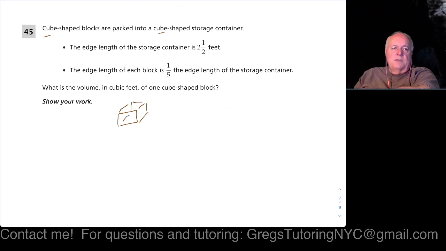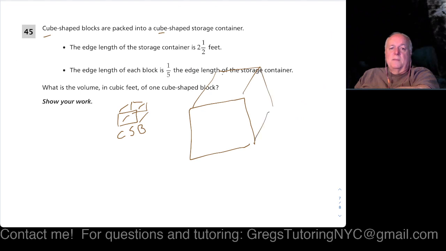So if we want to say, this is a cube-shaped block, and a cube-shaped storage container, it can be larger, obviously. I don't know how much larger, but the lengths of all the sides are going to be the same. Okay, so this is a cube-shaped container. It's telling us that there's a bunch of blocks all stored inside of here, all stacked up, right?